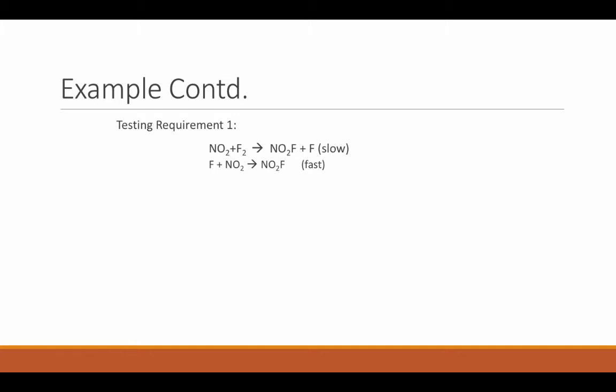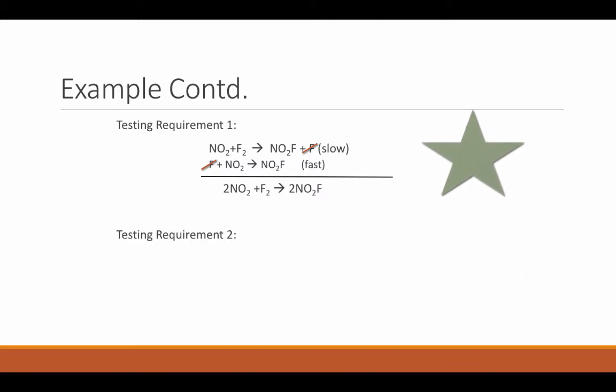Let's revisit the proposed mechanism from before and test each of these requirements. If we add up these two reactions, we see that our intermediates cancel, and we're left with our target reaction. Therefore, requirement 1 is satisfied. Now let's look at requirement 2.